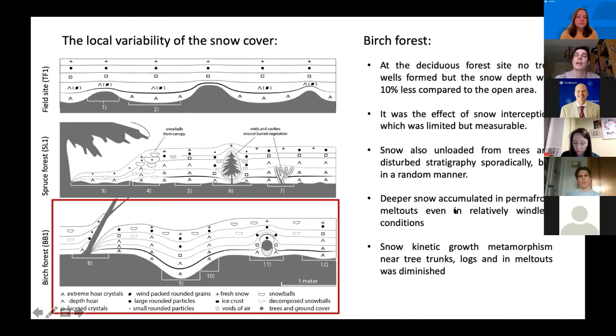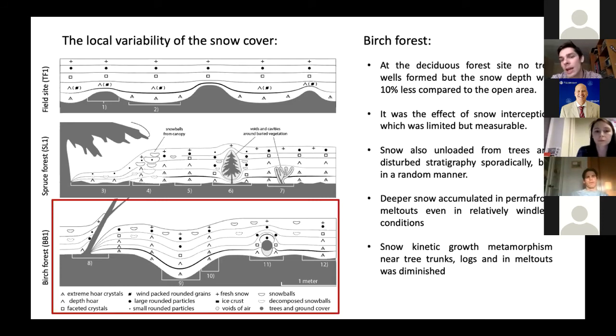And the other side, the left side, the birch forest, the deciduous forest, no tree wells formed, but the snow depth was about 10% less compared to open areas. It was mostly the effect of snow interception, which was, however, limited but measurable. Snow also unloaded from trees and disturbed snow stratigraphy sporadically and in a random manner.